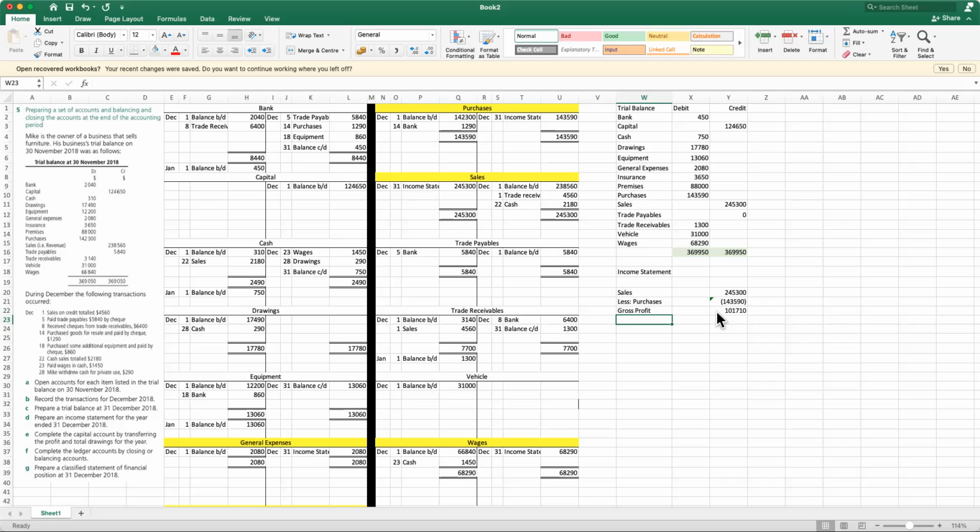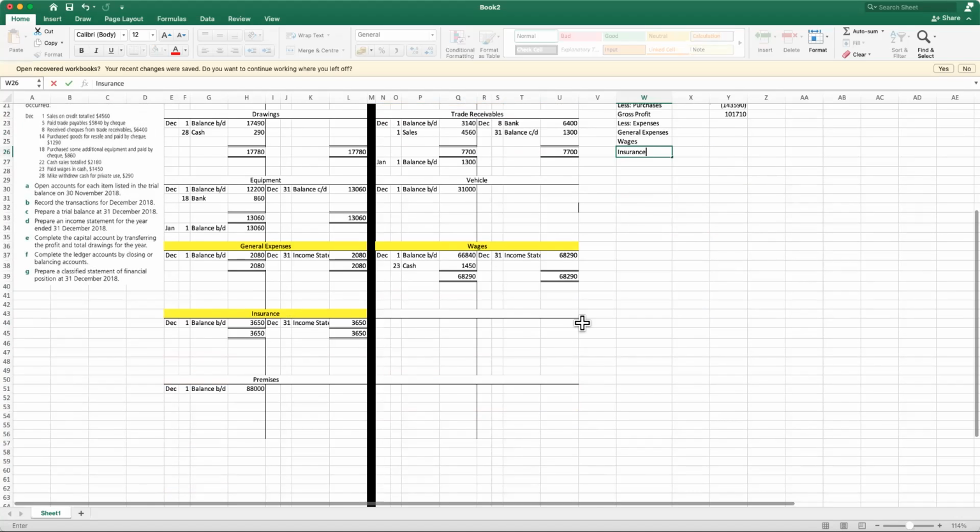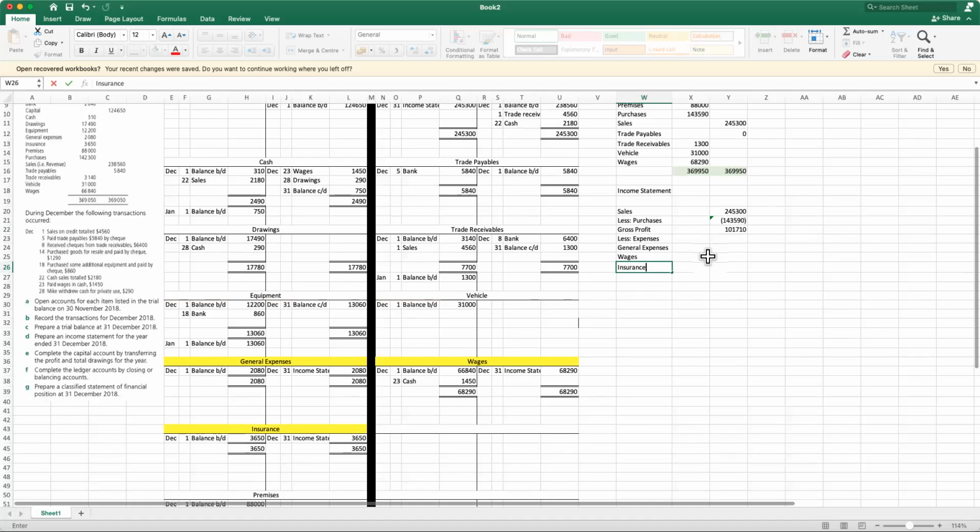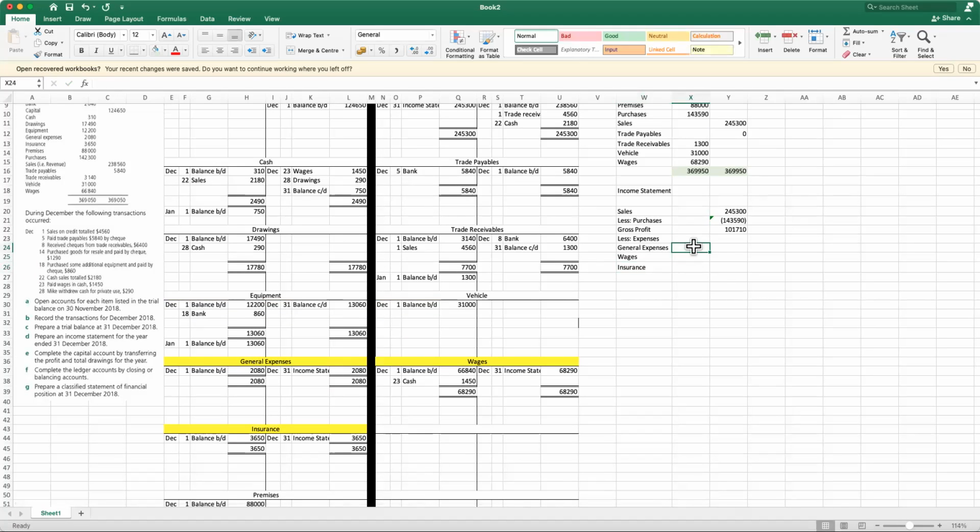Once you get a gross profit, we need to less expenses. These are all our expenses that we need to reduce, which is our general expenses, our wages, our insurance. So general expenses is 2,080, insurance 3,650, wages 68,290. I need to sum all of this up and put it here. 74,020.